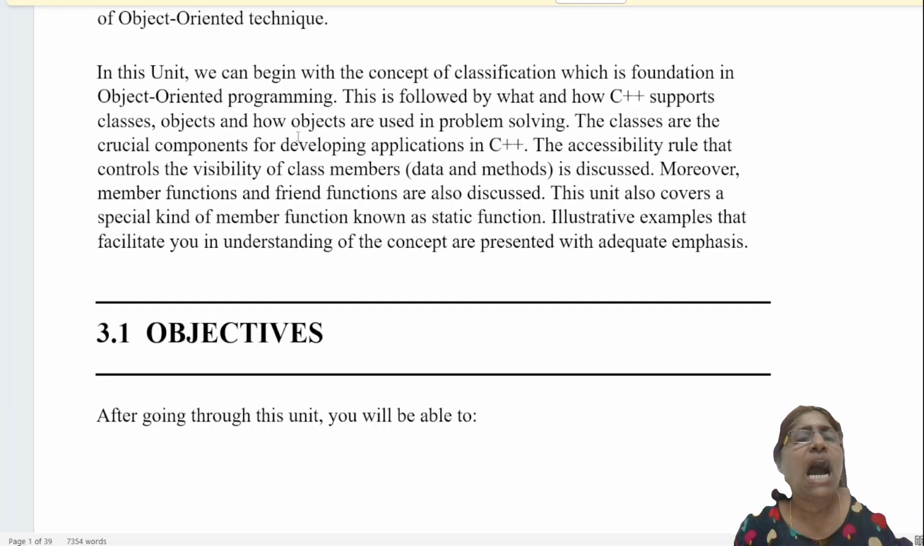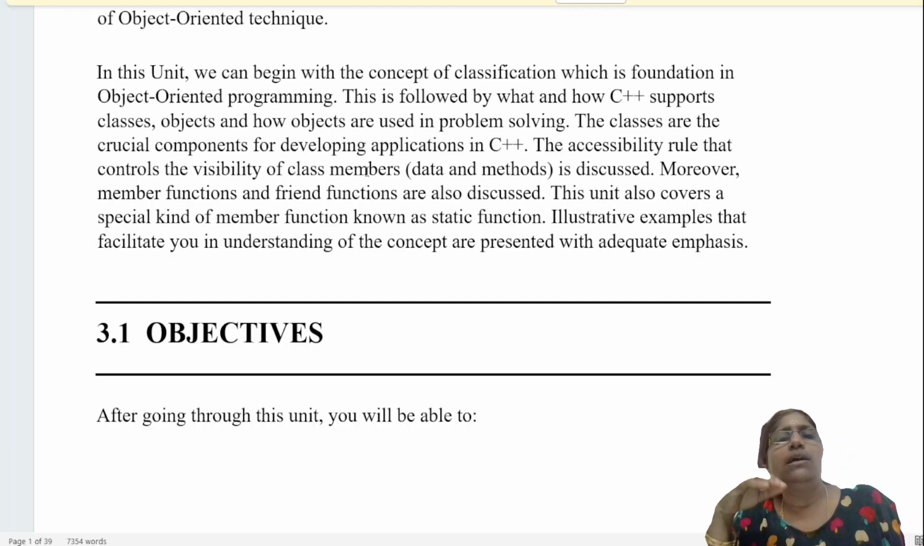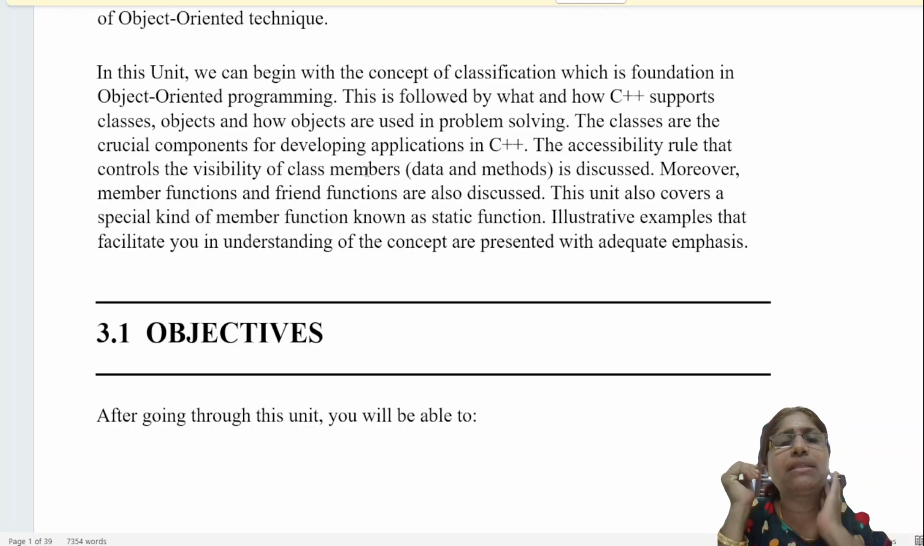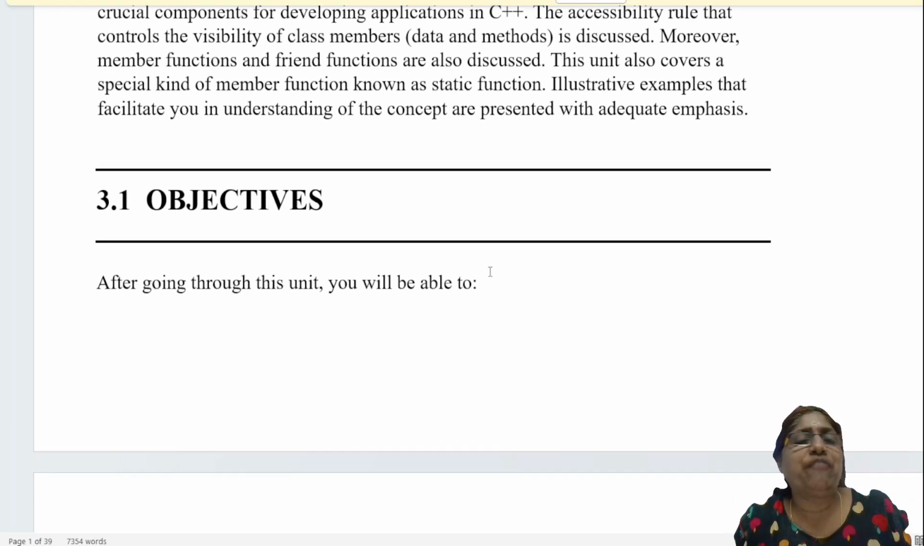Classes are the crucial components for developing applications in C++. The accessibility rule that controls the visibility of class members, data and methods, is discussed. Moreover, member functions and friend functions are also discussed. This unit also covers a special kind of member function known as the static function. Illustrative examples that help you understand the concepts are presented with adequate emphasis.